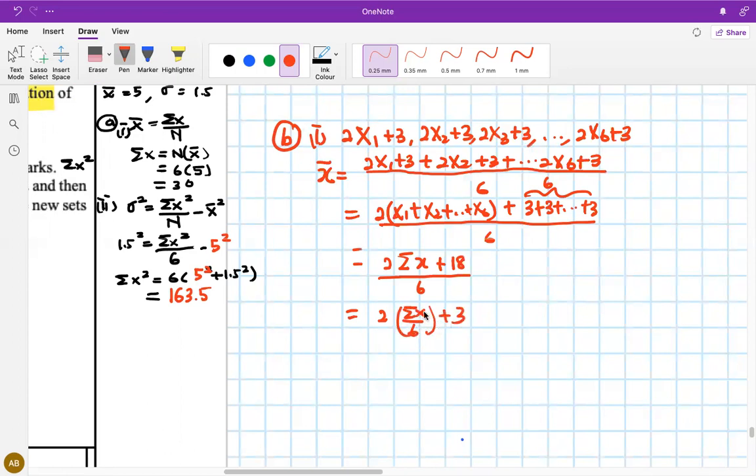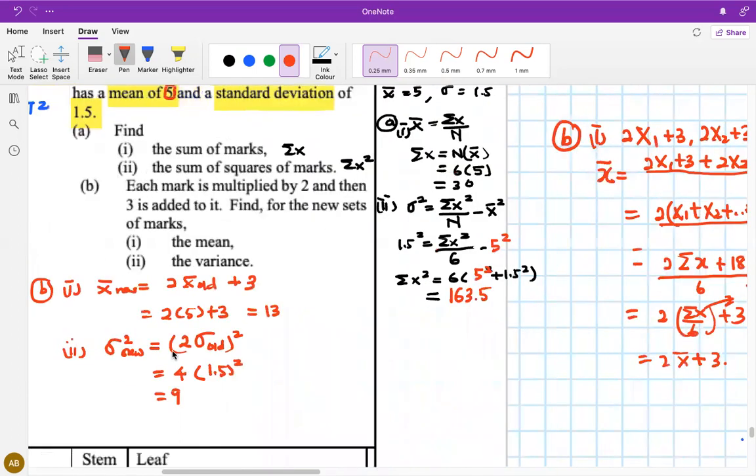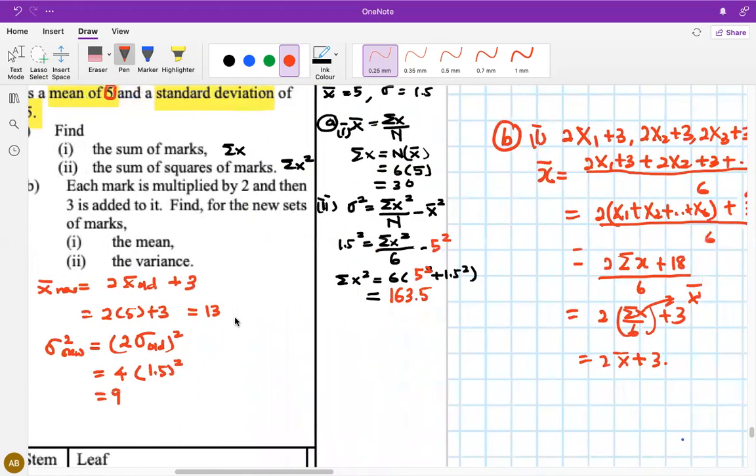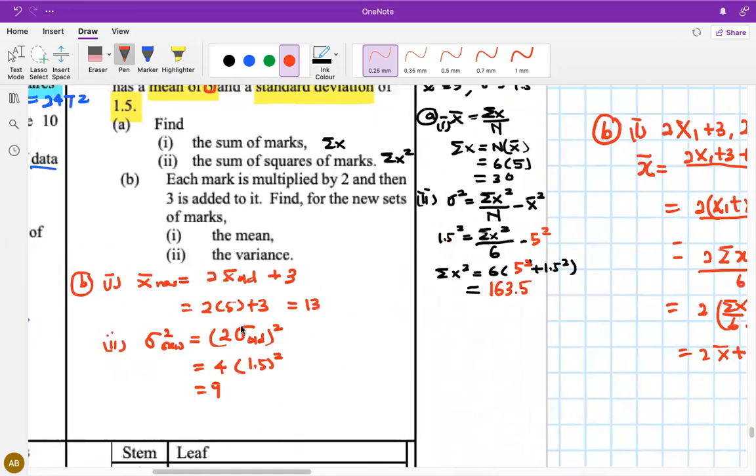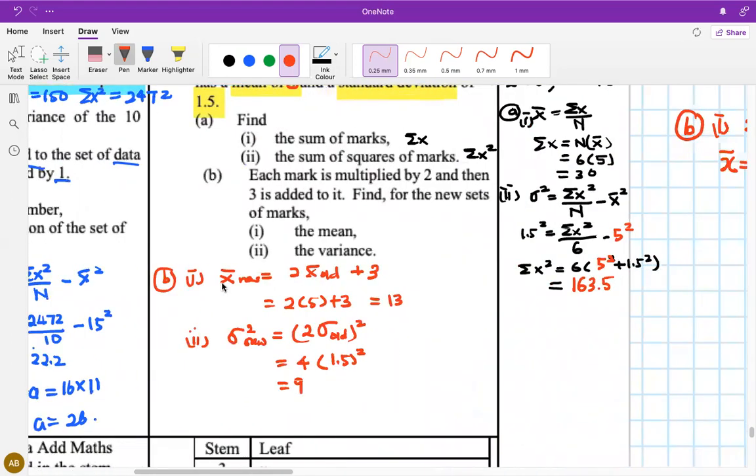So you will get 2 times the sum of x over 6 plus 3. So this is the mean, right? So 2 times the old mean plus 3. That's how you get the answer, 2 times 5 plus 3. So this is how to prove and get the new mean. If you know the concept, just apply it. The mean is a measure of central tendency.